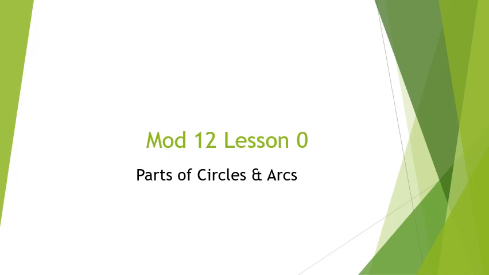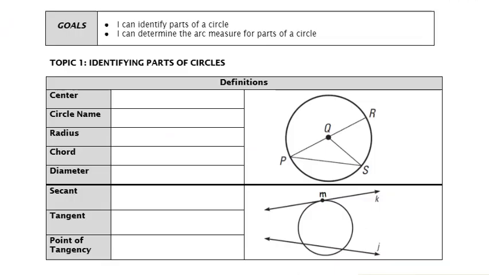This is the lesson for Mod 12, Lesson 0, Parts of Circles and Arcs. In this lesson, the goals we're going to look at are identifying parts of circles and identifying arc measures for parts of circles. The first thing we want to make sure is we know our vocabulary that we're going to use for identifying parts of circles. So if we have a question, we know what the question's asking us to do.